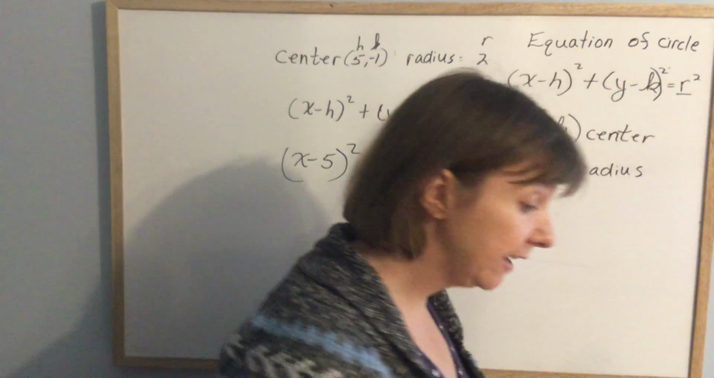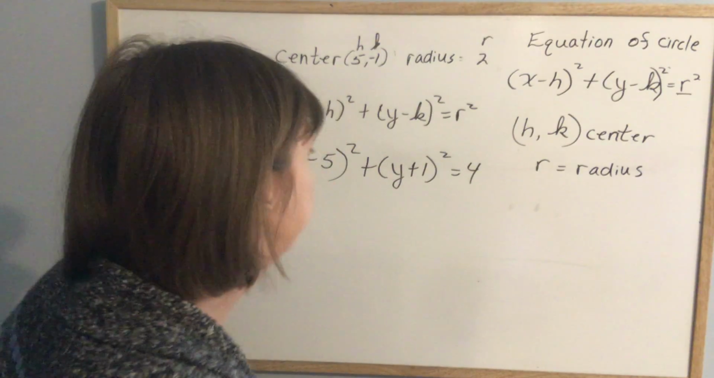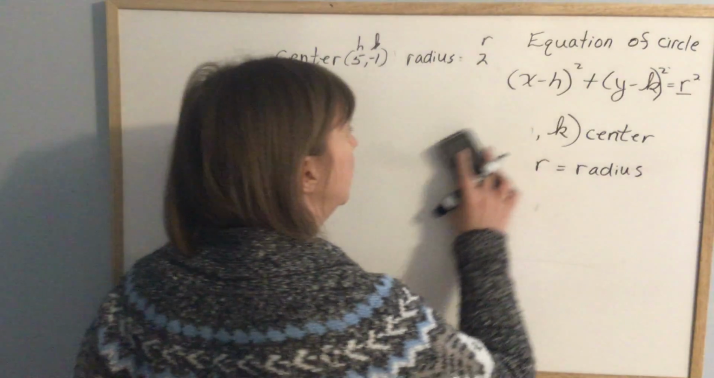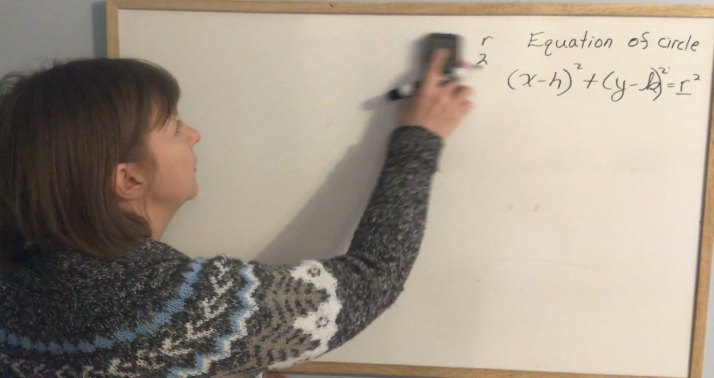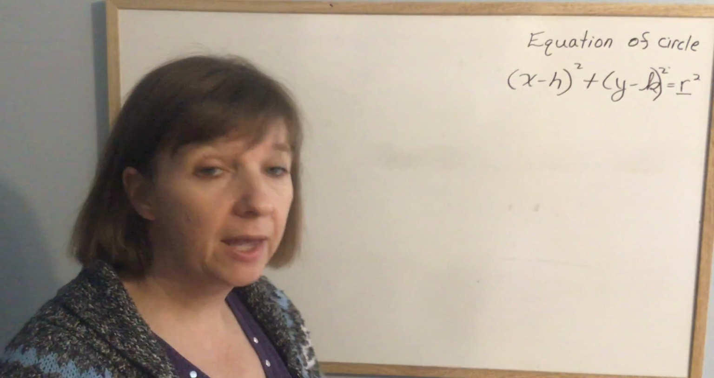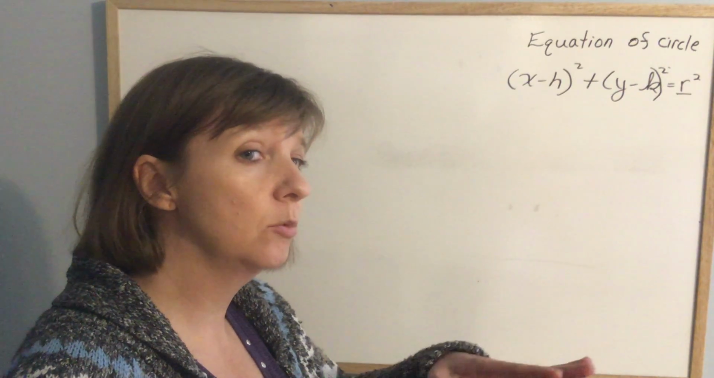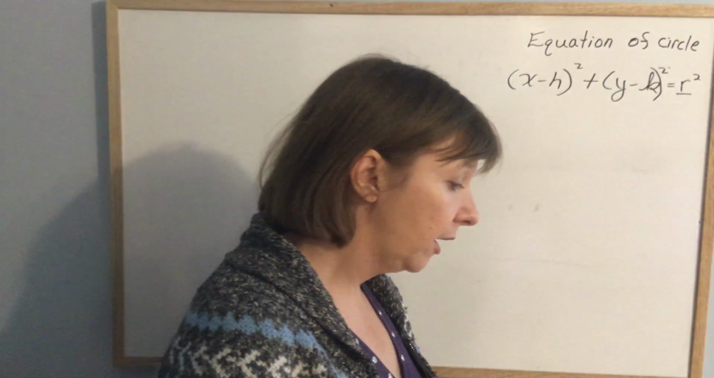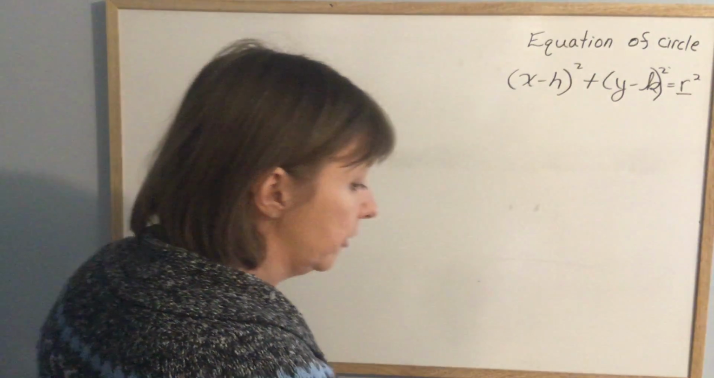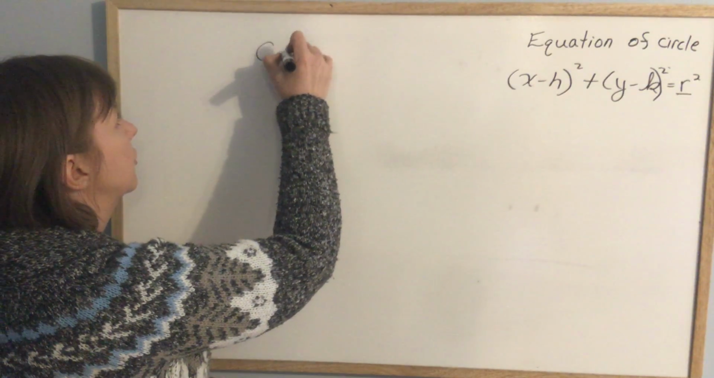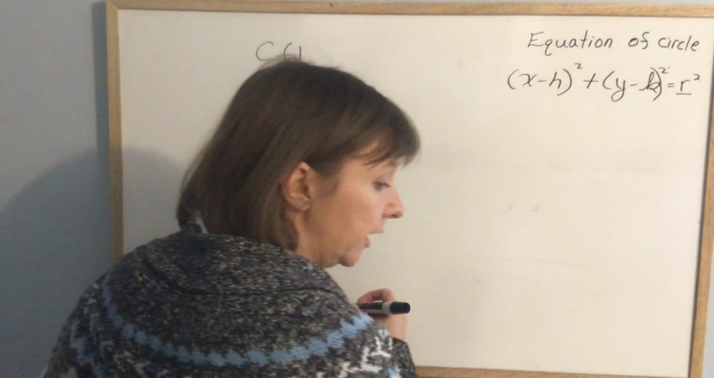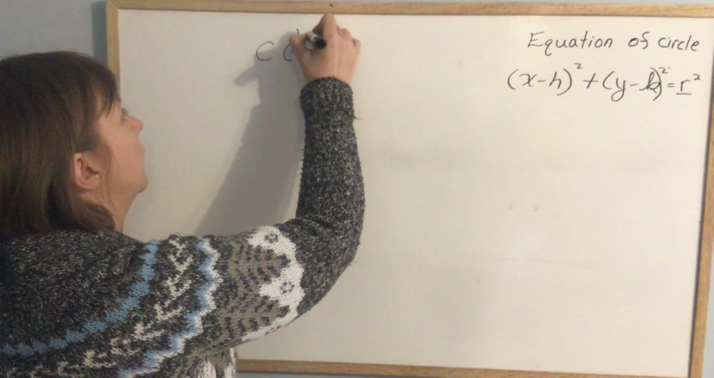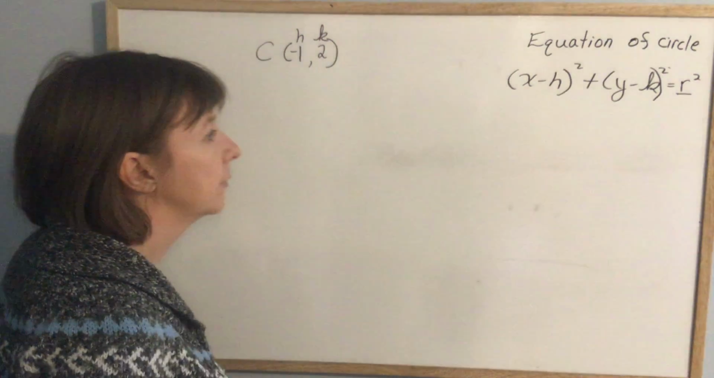Example 3, and this is the last one. This one takes a little bit more explanation, but it's still not bad. But pay attention to it because this is the one that people screw up and it doesn't need to be hard. Okay, so it says determine the equation of a circle that has a center of negative 1 and 2. So I already know that is my h and my k.